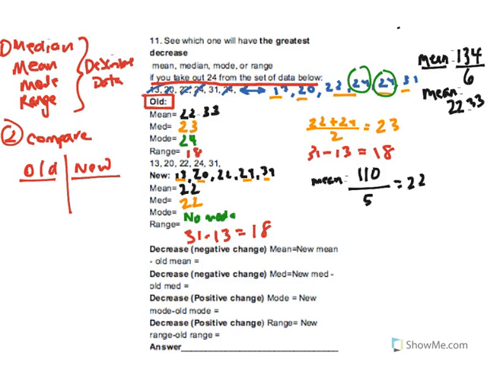So now we want to find which one will have the greatest decrease. So the greatest means we will be finding the decrease between the old and the new multiple times because we're trying to compare the decrease across the different types of data. So first, this kind of organizer here tells you exactly what to do. It's really easy, just follow it. We want to find the decrease from the new mean minus the old mean.